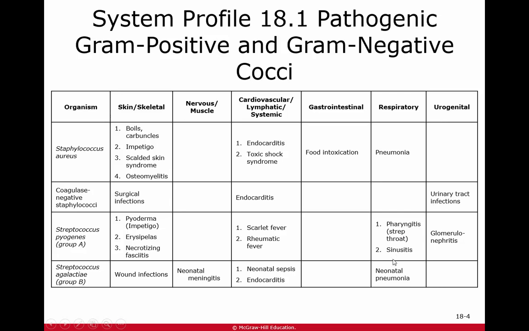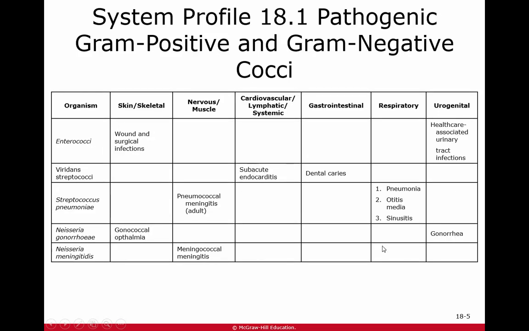You also see down there the Streptococcus pyogenes, that it can cause scarlet fever or rheumatic fever or pharyngitis and sinusitis. Continuing with that, you got the Enterococcus. Usually you're going to have problems with this with wound or surgical infections or urinary tract infections. And of course, Streptococcus pneumoniae can cause pneumonia, otitis media, which is ear infection, sinusitis, and pneumococcal meningitis in adults.